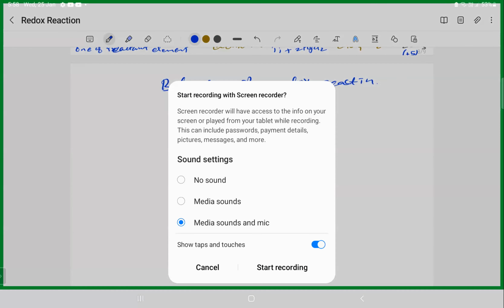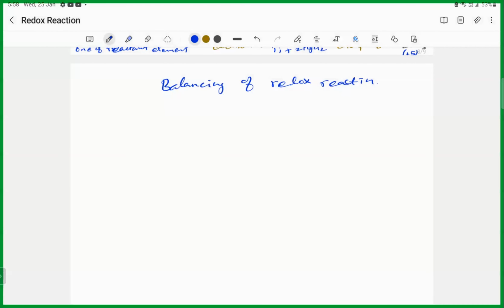So we are going to discuss balancing of redox reactions. How do we balance a redox reaction? We know the general equation given, so we have to balance the equation. How will you balance? There are two methods available to balance redox reactions. One is the oxidation number method, another one is the half reaction method. We'll see one by one.